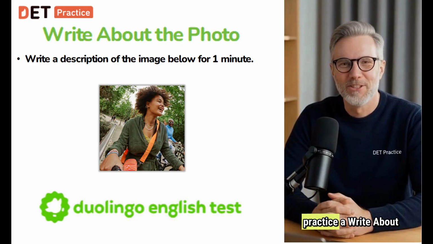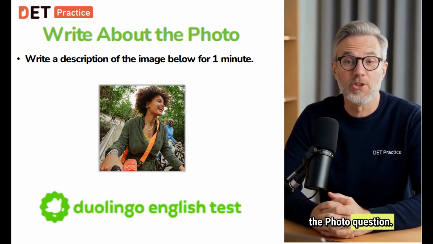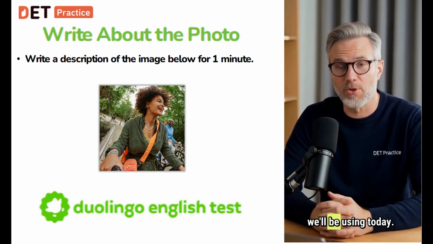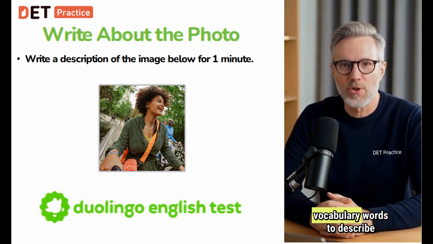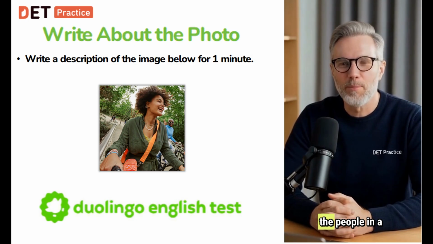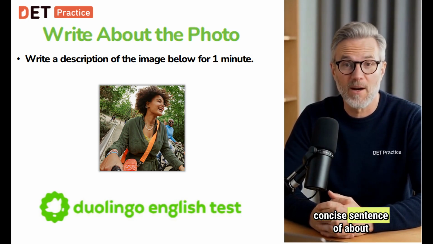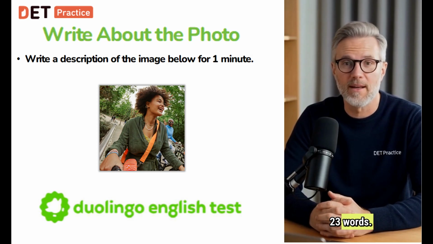Today, we're going to practice a write about the photo question. Here is the picture we'll be using today. Our focus point is to use 3 advanced vocabulary words to describe the people in a concise sentence of about 23 words. Let's analyze how to choose our words.